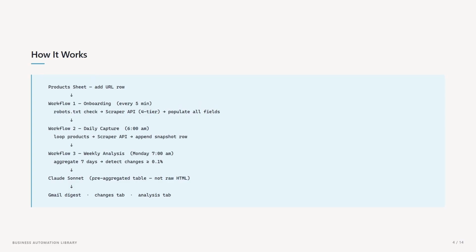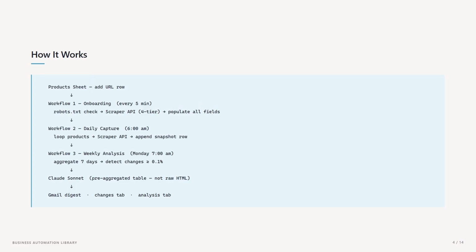Workflow 1 runs every 5 minutes and checks the product sheet for any rows where the product ID field is blank. That's our signal that a new URL was added. It fetches that page, extracts the product name, price, servings per container, and serving size, calculates the cost per serving, generates a unique product ID, and writes all of that back to the sheet. Once the product ID is populated, Workflow 1 ignores that row forever.